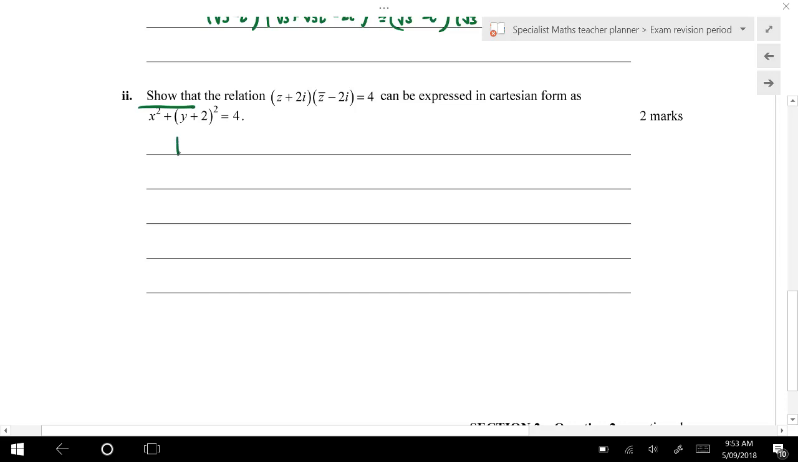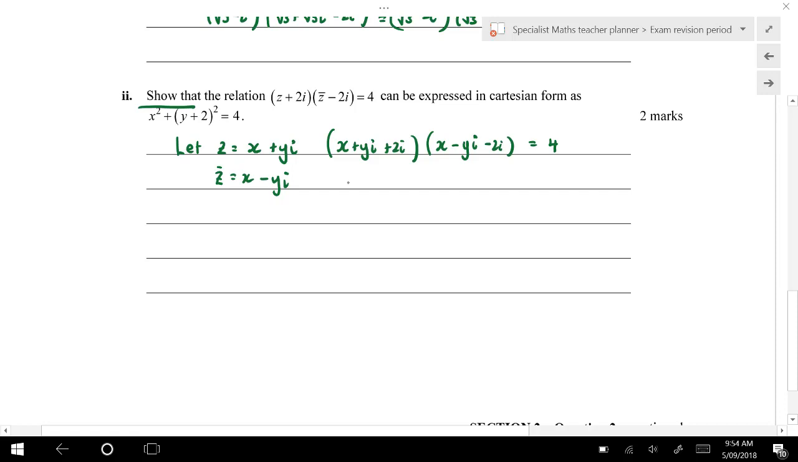First of all, I'm going to let Z equal x plus yi. Now, if Z is x plus yi, then I'm going to sub that in. That's x plus yi plus 2i. And also we know that the conjugate is x minus yi. That's a very useful thing. Whenever you see that, that's what it is. The conjugate is x minus yi in general form. And that's minus 2i is equal to 4.